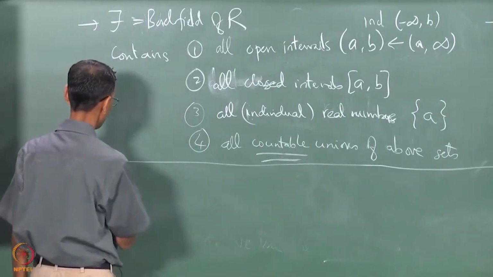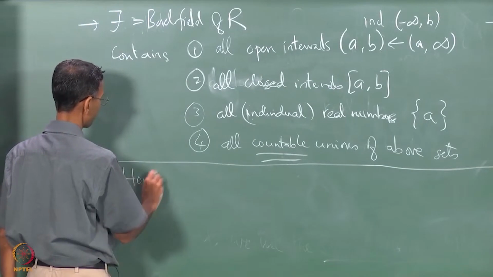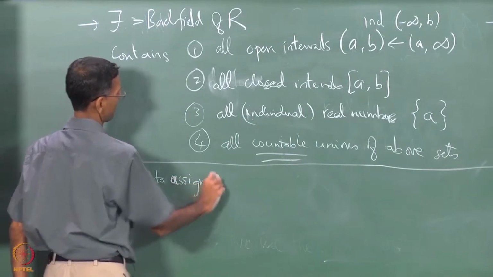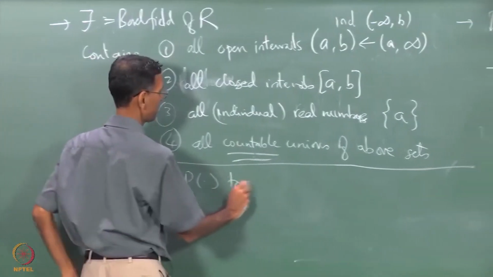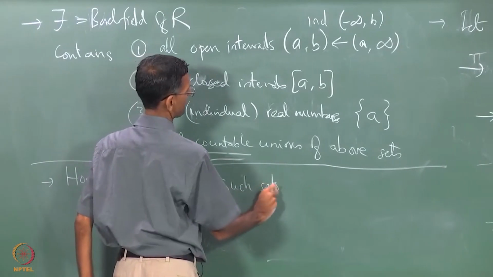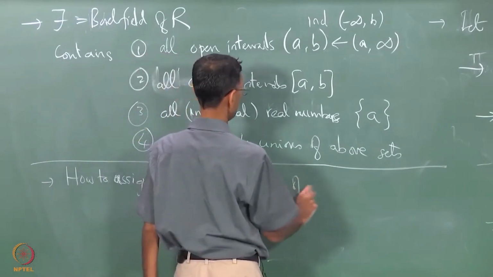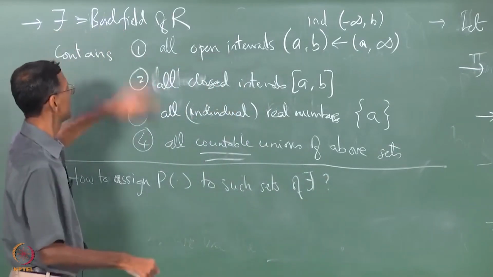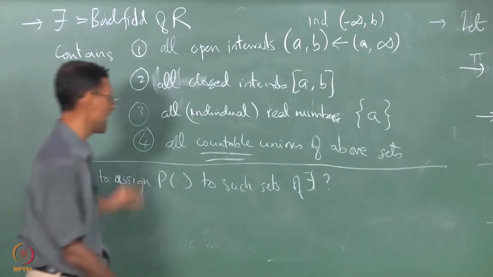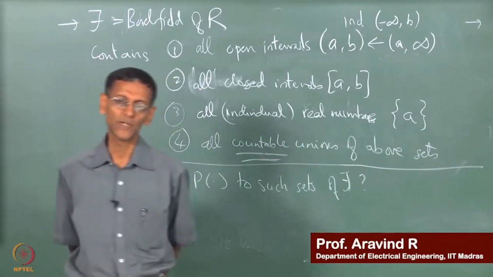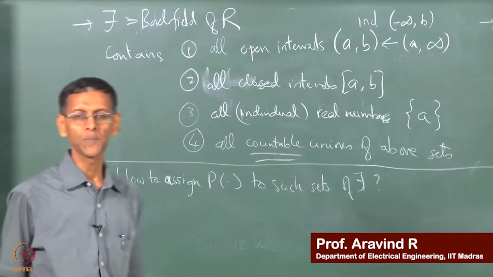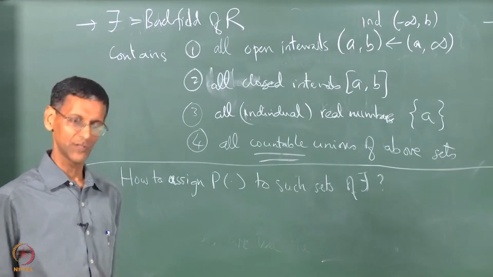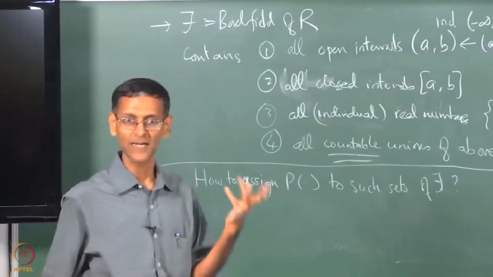So the question is how to assign probability consistent with the axioms, right? Of F, this F. So each of these sets we need to assign a P which is consistent with the axioms of probability. The most popular way or the most important way is to start with a Riemann integrable function, which is a standard integration that we have been studying all along, right?